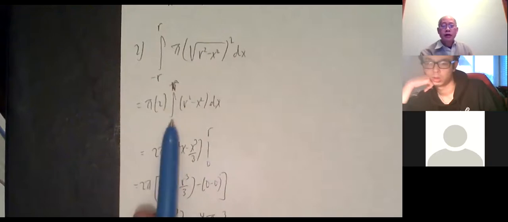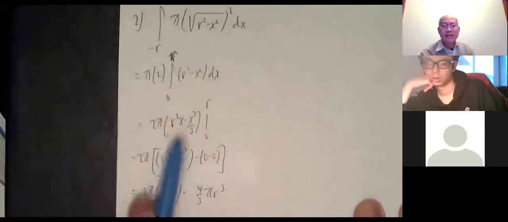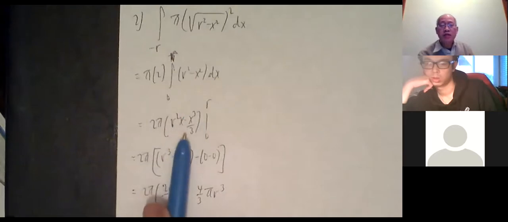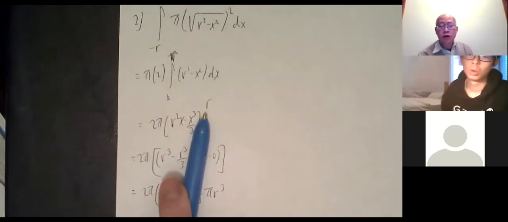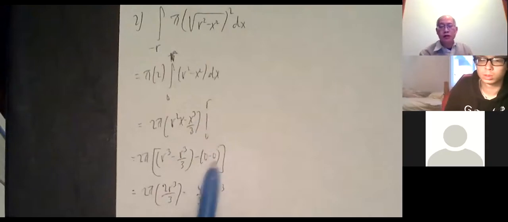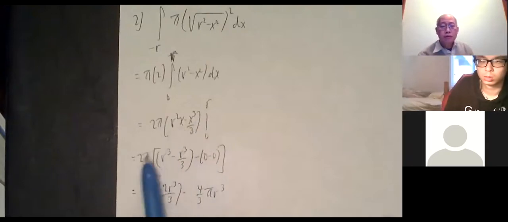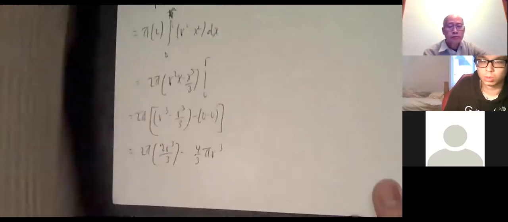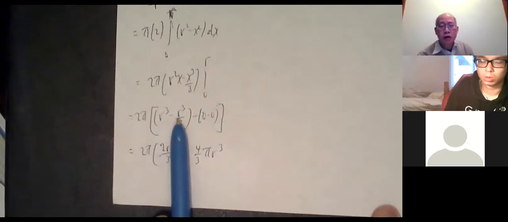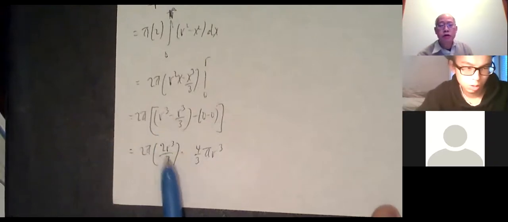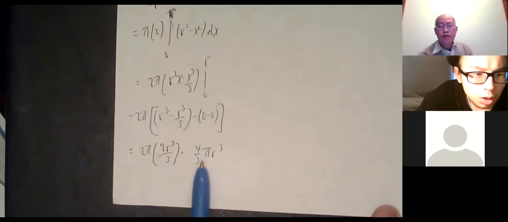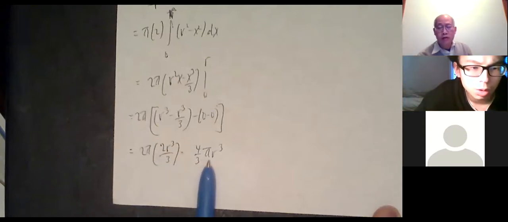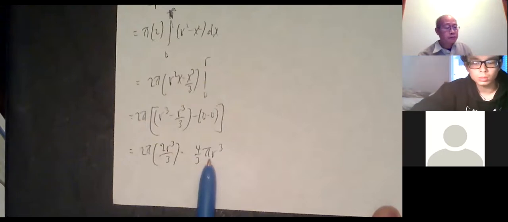Okay, so 2 pi, integral of r squared is r squared x. Integral of x squared is x cubed over 3 from 0 to r. Again, when you plug in 0, you get 0. Plug in r. r squared times r is r cubed minus r cubed over 3. r cubed minus r cubed over 3 is 2r cubed over 3. That's like 3 over 3, right? So 3r cubed minus r cubed, 2r cubed over 3, multiply it all together. 4/3 pi r cubed, which you might recall is the formula for the volume of a sphere.